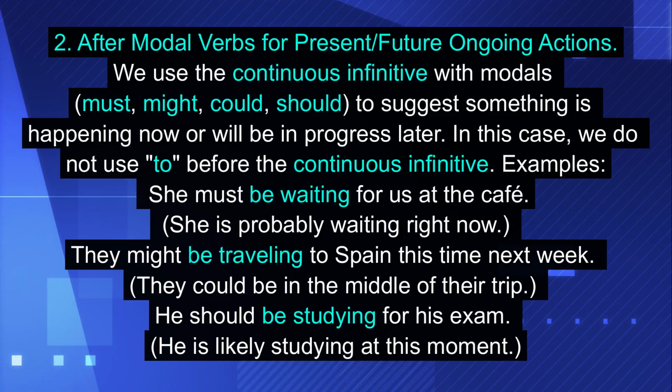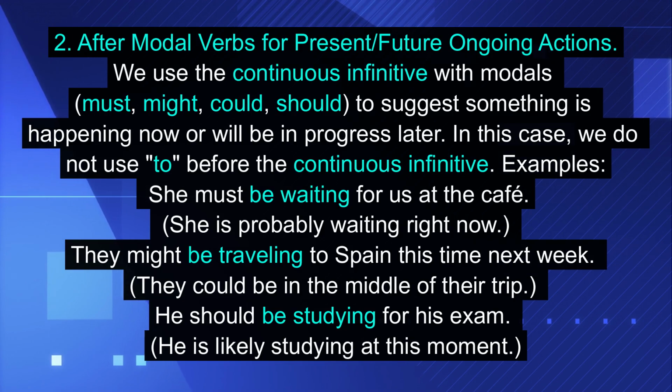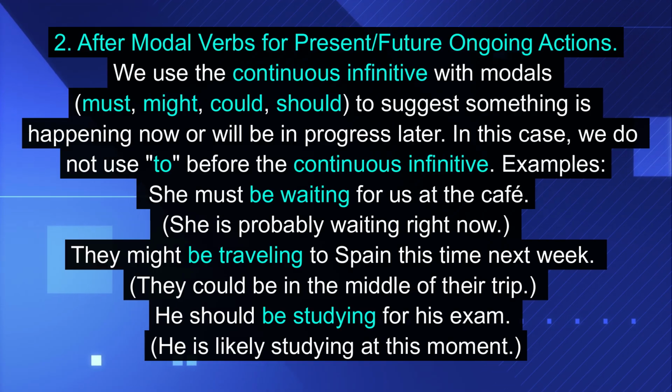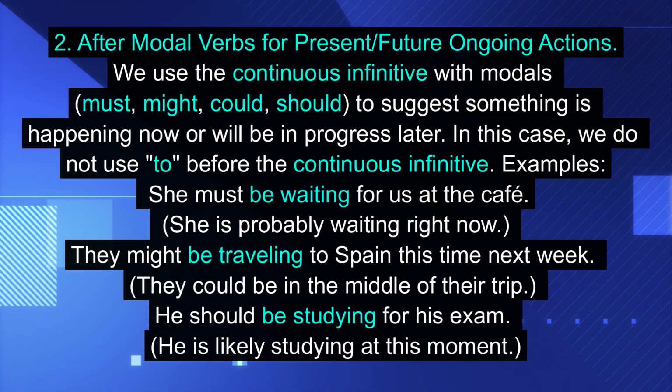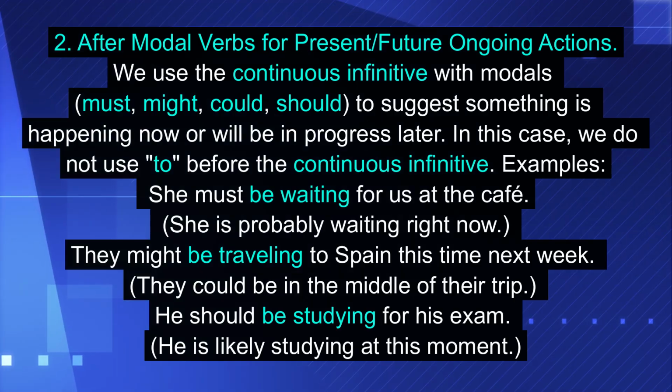2. After modal verbs for present/future ongoing actions. We use the continuous infinitive with modals, must, might, could, should, to suggest something is happening now or will be in progress later. In this case, we do not use to before the continuous infinitive.